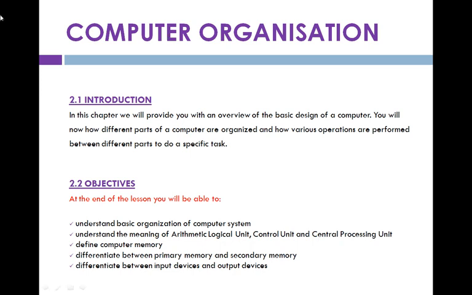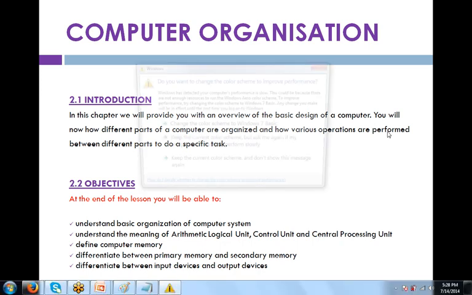Then there is the introduction, topic 2.1. In this chapter, we will provide you with an overview of the basic designing of a computer, meaning what the basic things are that make a computer. You will know how different parts of a computer are organized and how various operations are performed between different parts to do a specific task. That means how computer components are organized and how various operations are performed by the CPU.